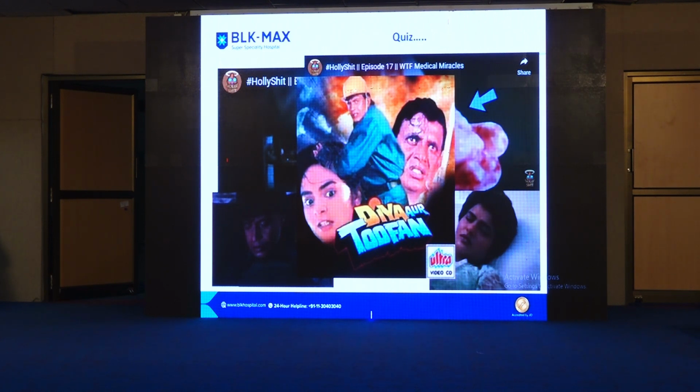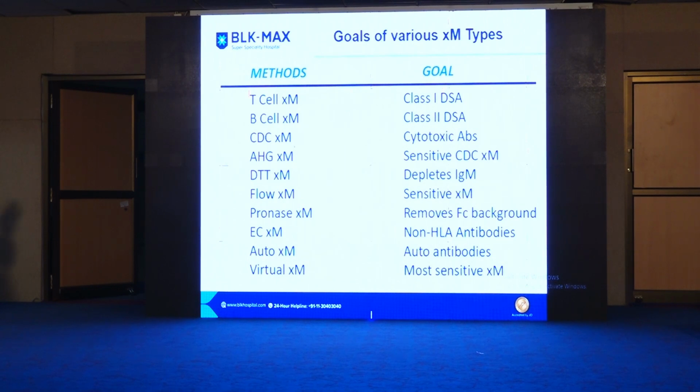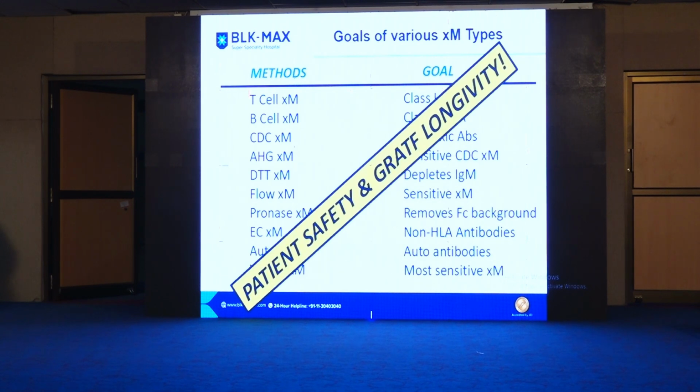Alright, so when we look at various transplant scenarios that we have across when we're doing transplantation, we do lots of tests. We saw how Madam gave us about CDC, the old is gold part of it, the T cell and the B cell cross match, and the extended cross match, and the AHG cross match, and the DTT cross match, and the flow cross match, and the pronase cross match. We talk about endothelial cross match, we were just discussing. Of course, auto cross match we all need to do, and then virtual cross match. Now, these are the various goals which are there. Why I'm wanting to do this is patient safety and graft longevity.